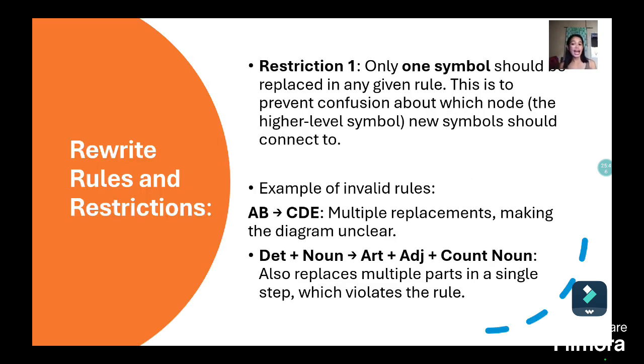So, rewrite rules and restrictions. Restriction 1: only one symbol should be replaced in any given rule. This is to prevent confusion about which node, the higher level symbol, the new symbol should connect to. For example, a rule where A, B is replaced by C, D, E involves multiple replacement, making the diagram unclear. For example, determiner plus noun to art plus adjective plus count name also replaces multiple parts in a single step, which violates the rules. So, again, we should always remember in rewrite rules and restrictions, restriction 1: only one symbol should be replaced in any given rule.